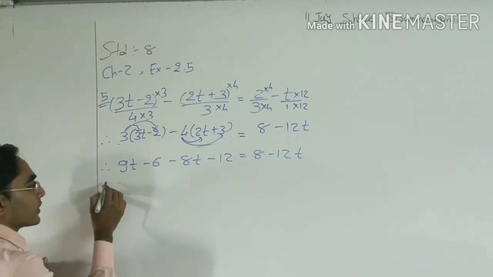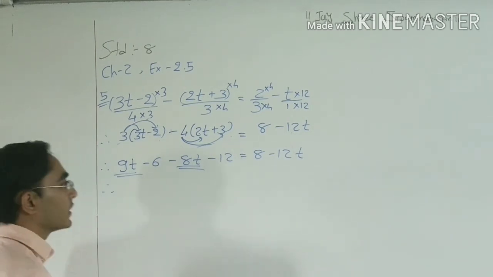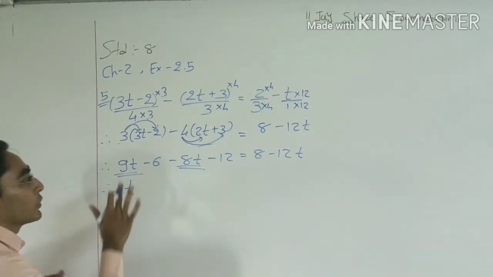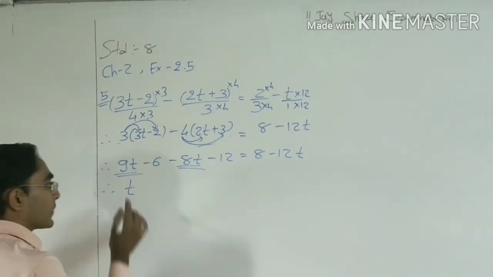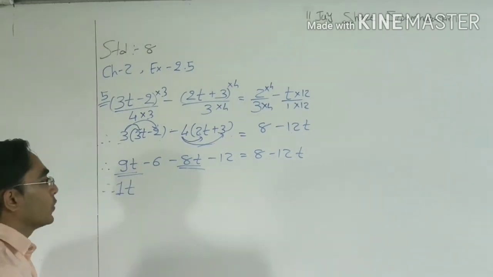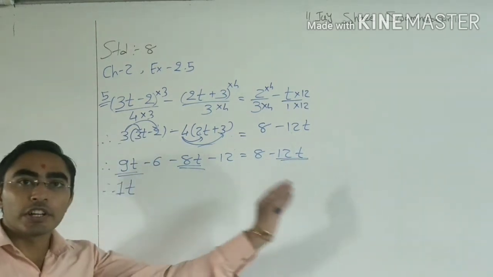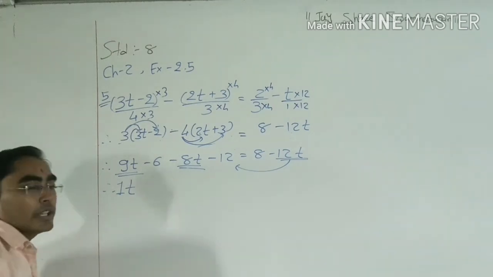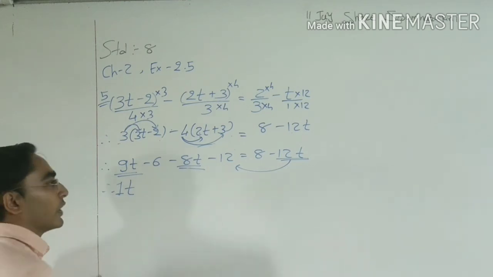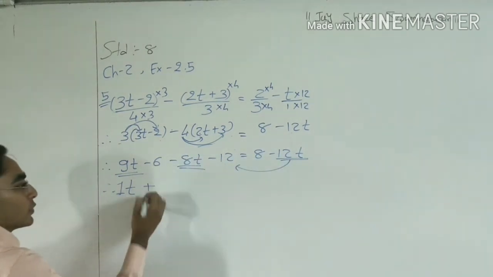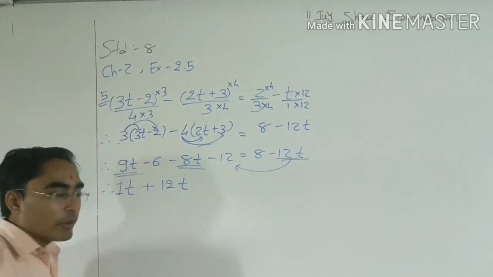Now here we can simplify this. 9t minus 8t is only t, because 9 minus 8 is 1. So 1t, so we can write only t, 1t and t both are the same. Here we have one term which contains t, so we need to transfer this term to the left hand side, because we want our terms which contain t on the left hand side. So transfer this minus 12t to the left hand side, it becomes plus 12t.